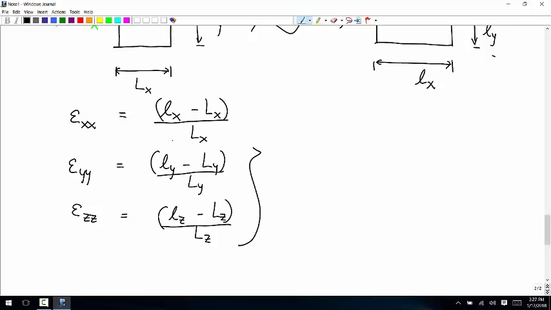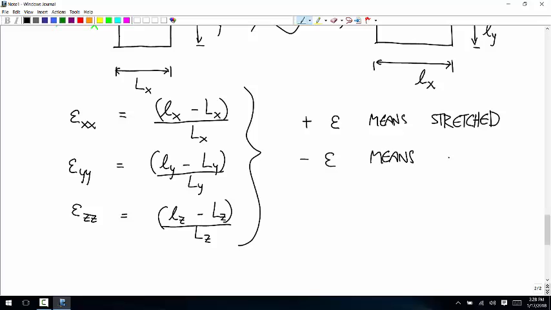And so with this deformation, something increases in length, what's the sign of that normal strain? Yep. So positive normal strain means, you know, it's stretched. Negative normal strain means contracted.